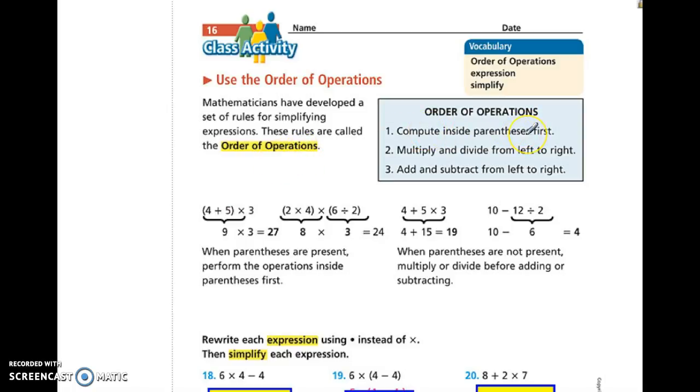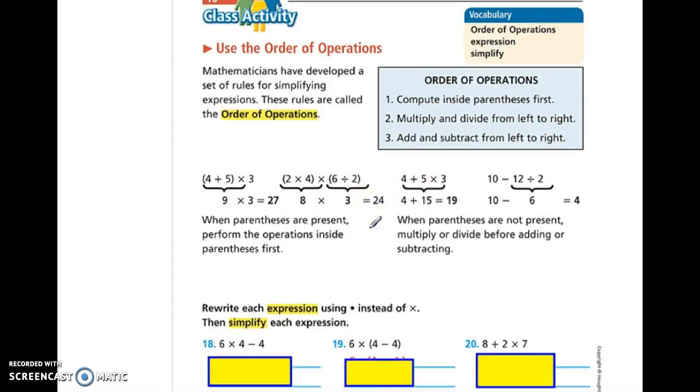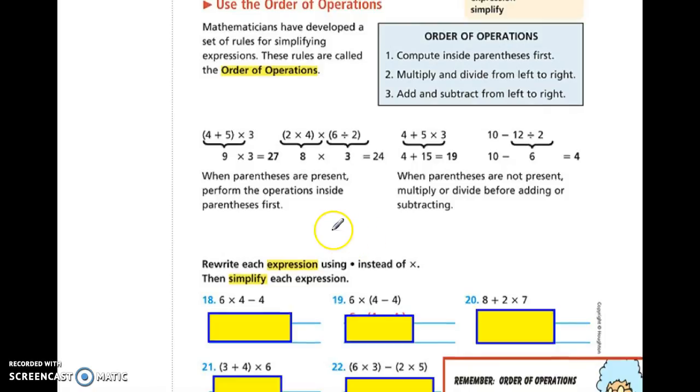And again, they don't have the cool little saying, please excuse my dear Aunt Sally, but the idea is you do parentheses first, then you do the exponents, which we won't get to this year, then you multiply and or divide, working from left to right, and then you add or subtract, working from left to right. Okay? So, let's go ahead and look at a problem here.